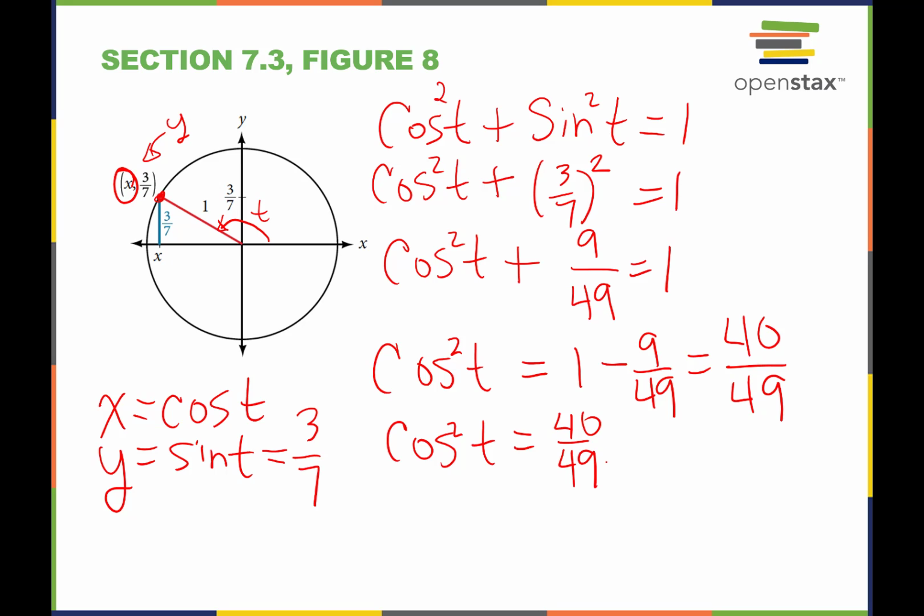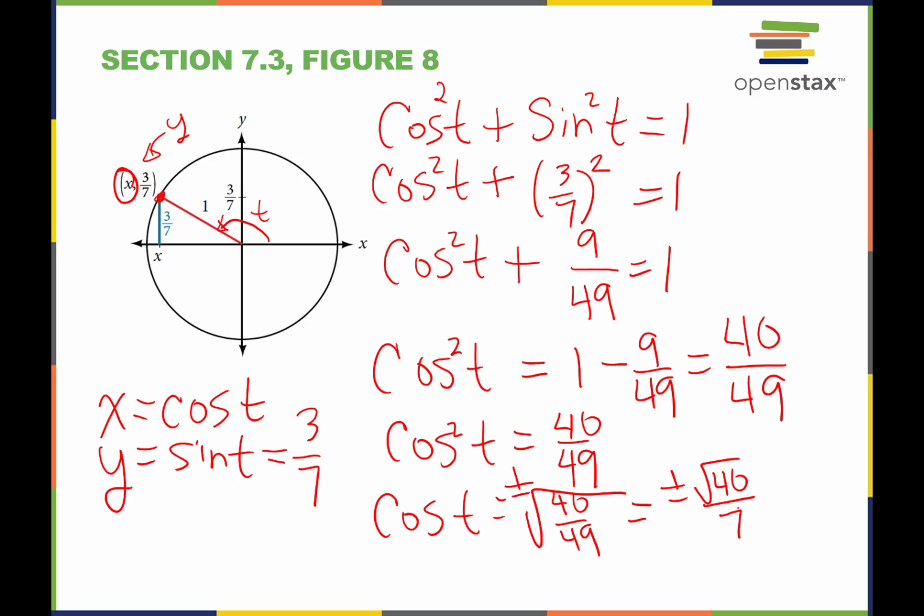40/49. Now, in order to solve for cosine t, I have to take the square root of both sides. When I do that, I get plus or minus, don't forget your plus or minus, the square root of 40/49, which is equal to plus or minus the square root of 40 over 7, because I can take the square root of 49. So we have two possibilities here, and this is where we narrow it down to whether it's plus the square root of 40 over 7 or whether it's minus the square root of 40 over 7.